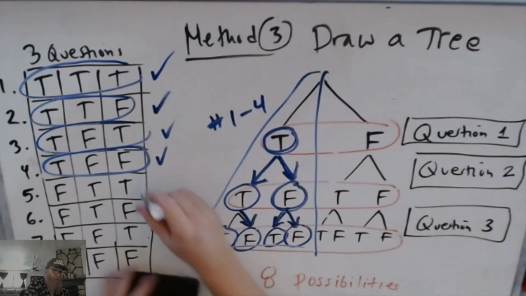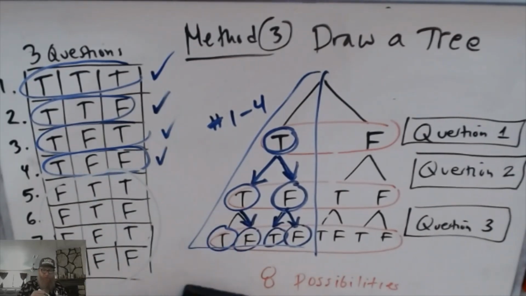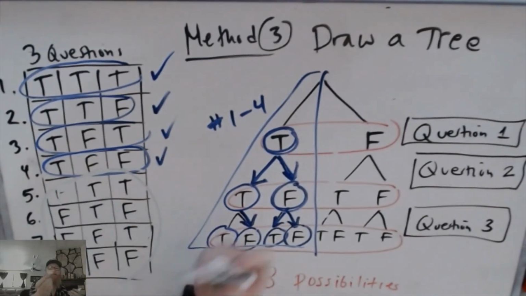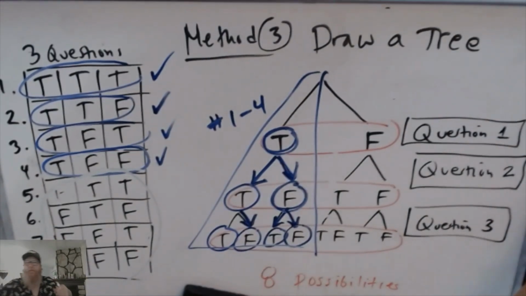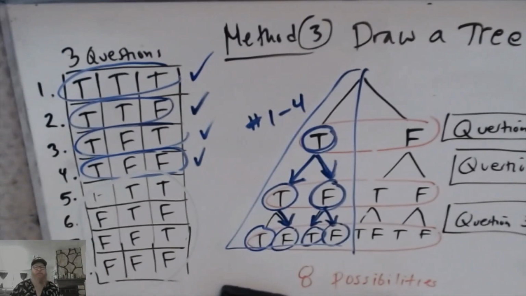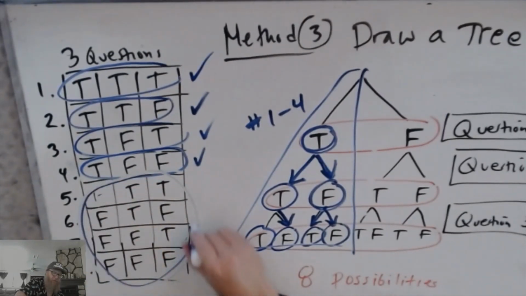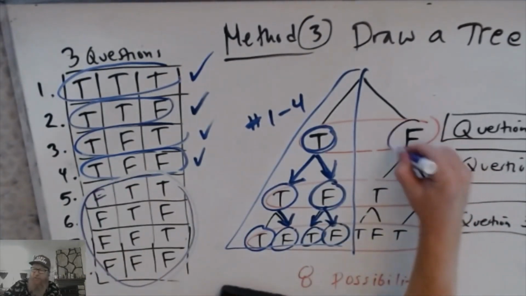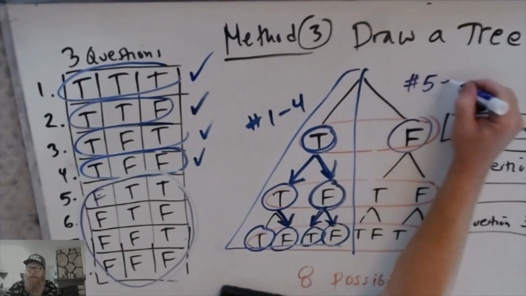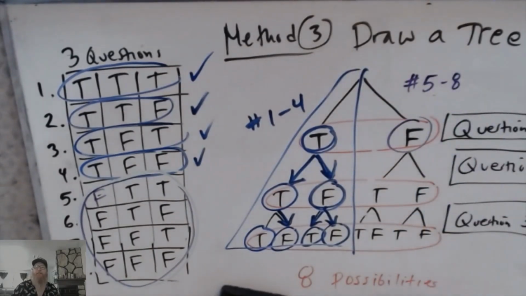For the other 4 possibilities, you might notice that they just all start with false. My pen is dead. For the next 4 possibilities, they all start with false. So that's just on the other side of the tree.